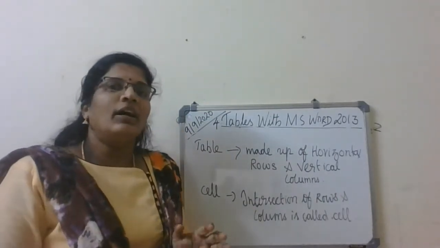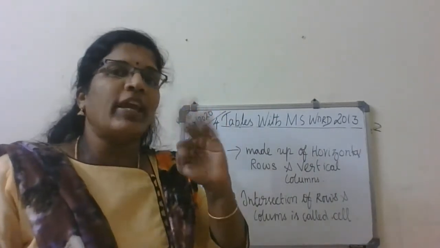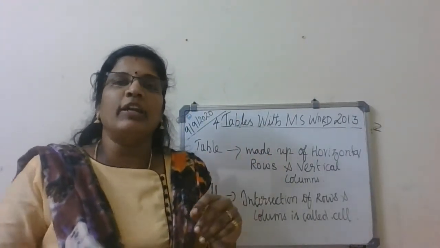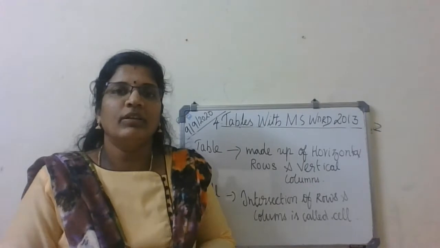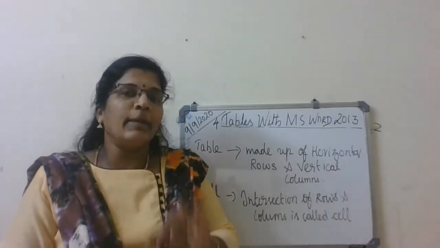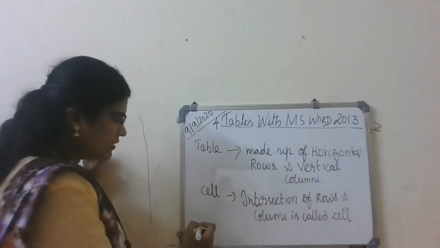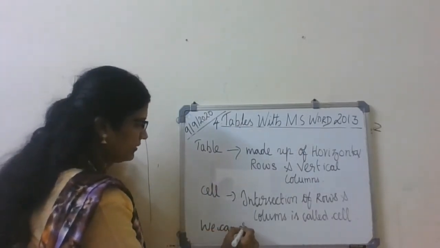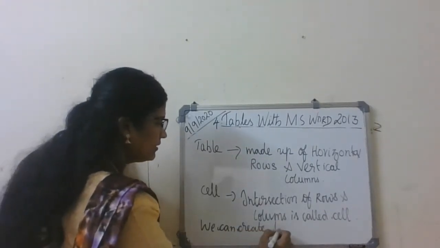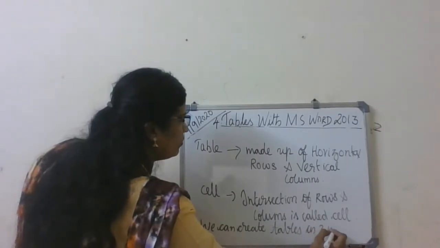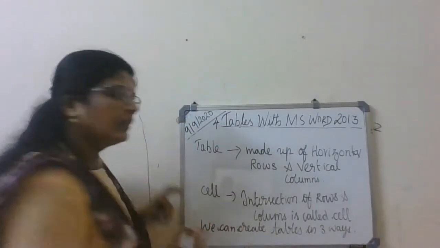Okay. Now, there are three ways you can create a table in MS Word. Small table, big table, and you can draw a table on your own. So, how many ways can we create a table? We can create tables in three ways. Got it?